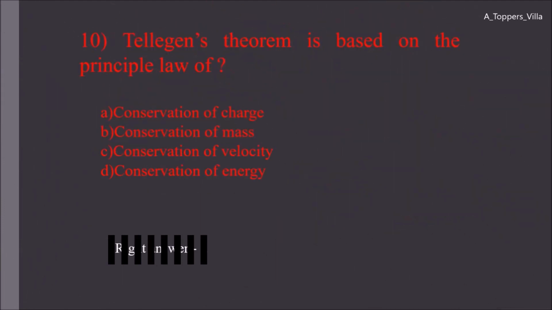Tellegen's theorem is based on the principle law of: option A, conservation of charge; option B, conservation of mass; option C, conservation of velocity; and option D, conservation of energy.